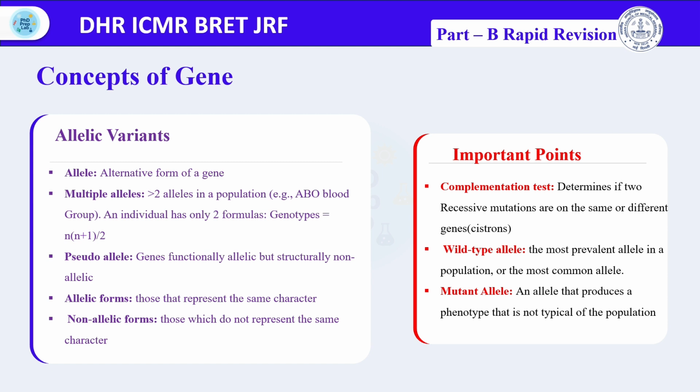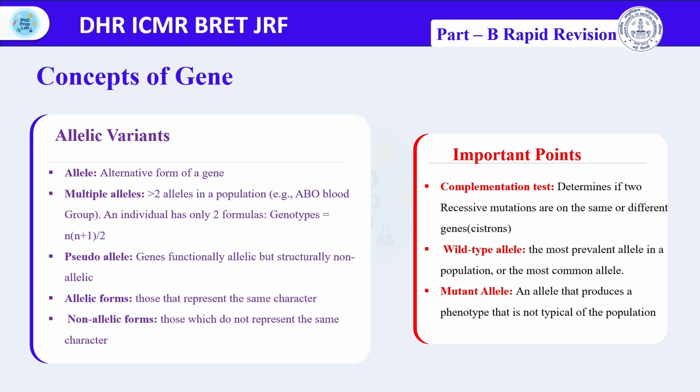They will simply give you the question in this format: two recessive mutations are crossed and the F1 offspring shows the normal wild type phenotype. Are the mutations present on different genes or on the same gene? You have to say the mutations are on different genes since they are complementing each other. And when there is no complementation, when you cross the mutants you will not get a wild type phenotype, you will still get a mutant phenotype. This means complementation has not occurred and both mutations are on the same gene.